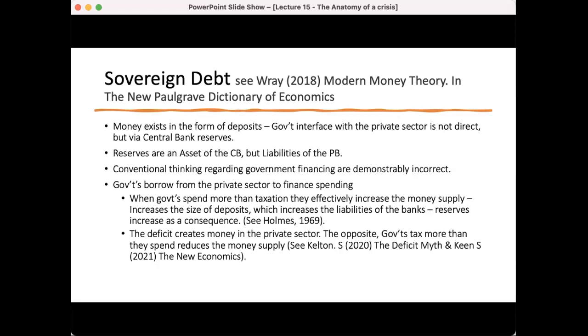And that means that it is optimal for the government to operate at a deficit, to spend more than it receives in taxation. Now, the size of the deficit is a political decision, but there is no financial or economic reason as to why a government cannot operate on a deficit.